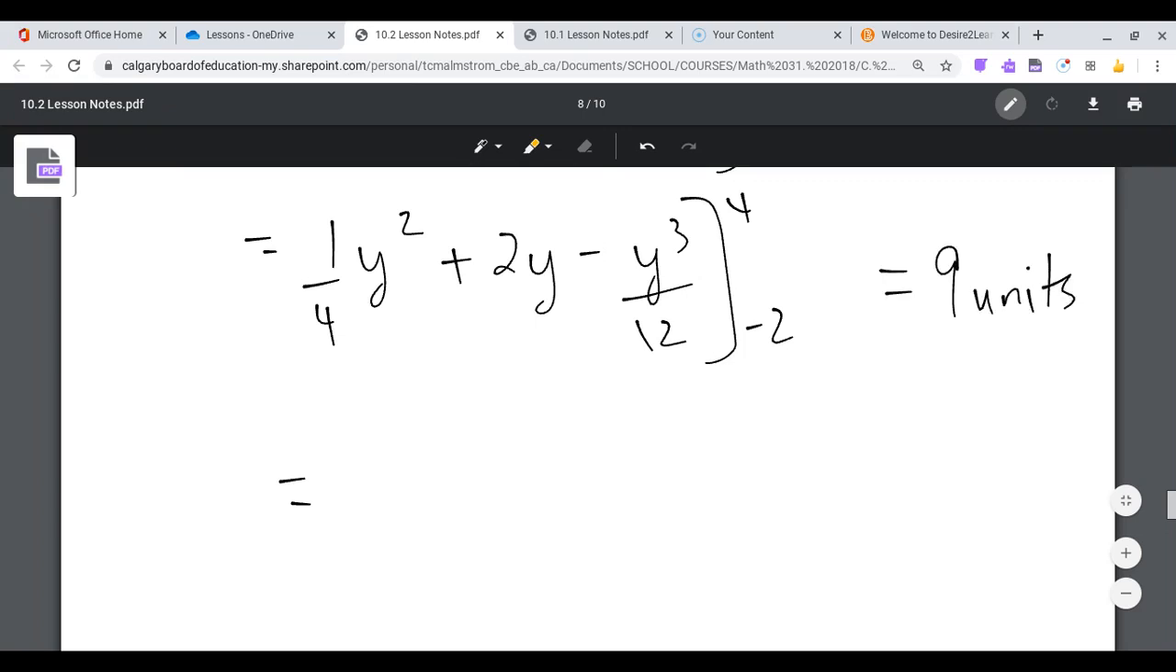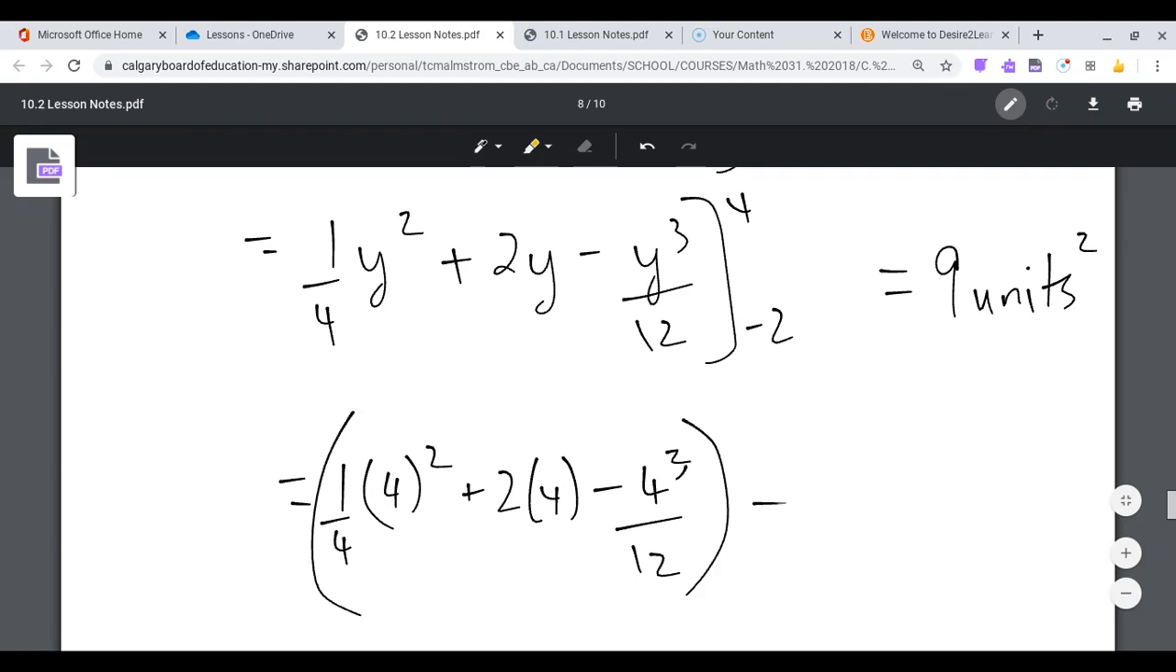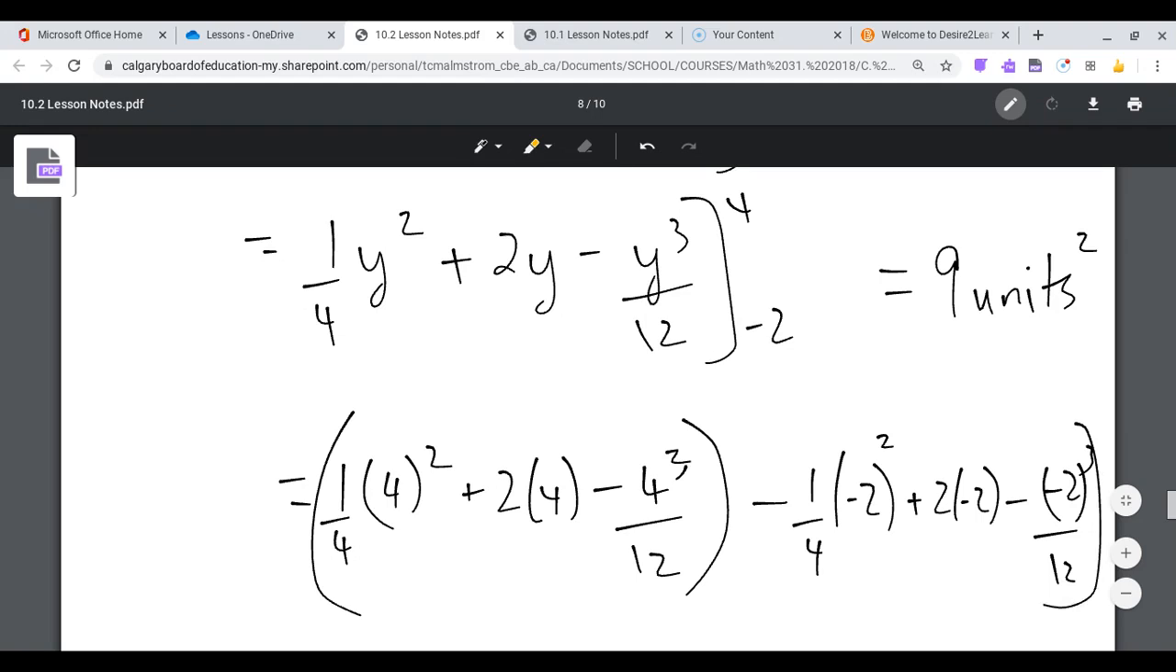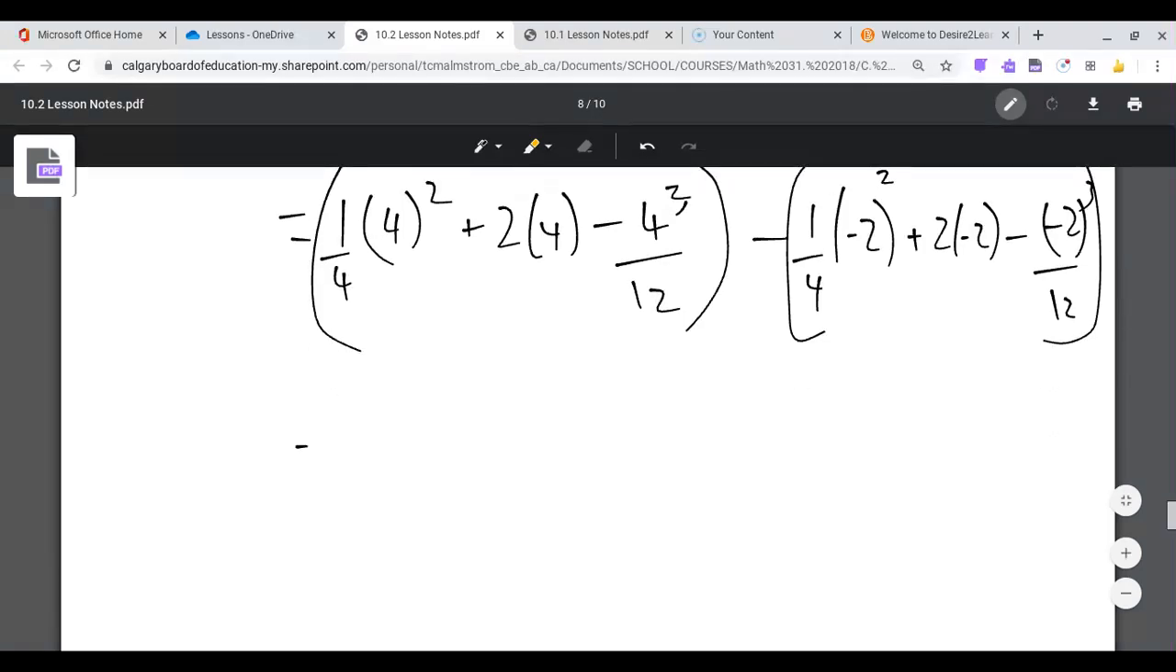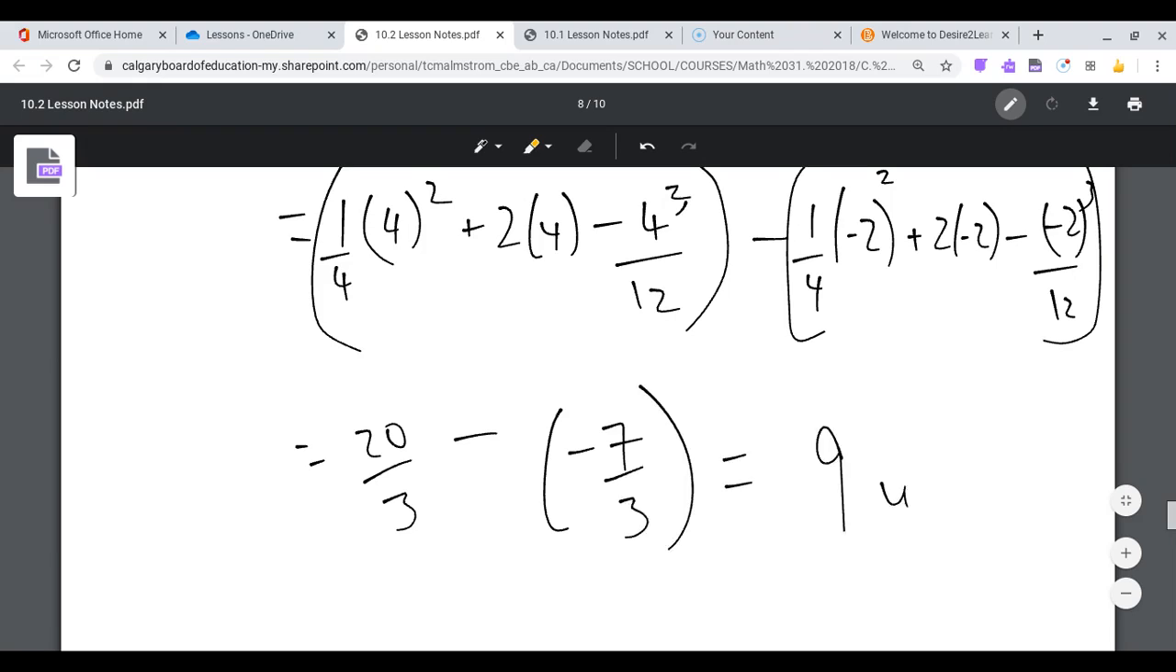I'll come back and finish this quickly in the next video if I have to. So once you plug in, you've got 1/4 of 4 squared plus 2 times 4 minus 4 cubed on 12, subtract 1/4 of -2 squared plus 2 times -2 minus -2 cubed on 12. When you do all of that, maybe I do get it finished before the video is over. You get 20 on 3 subtract -7 on 3, which is 9 units squared. Woohoo, I finished before the video crashed.